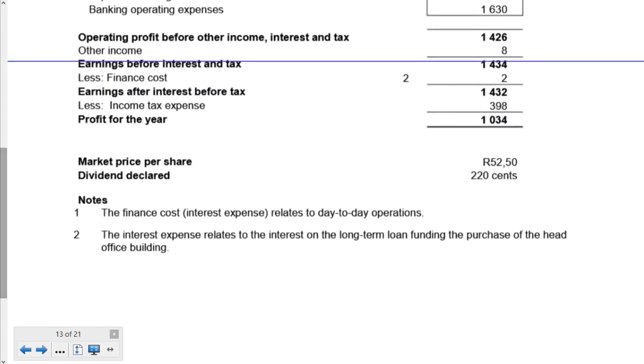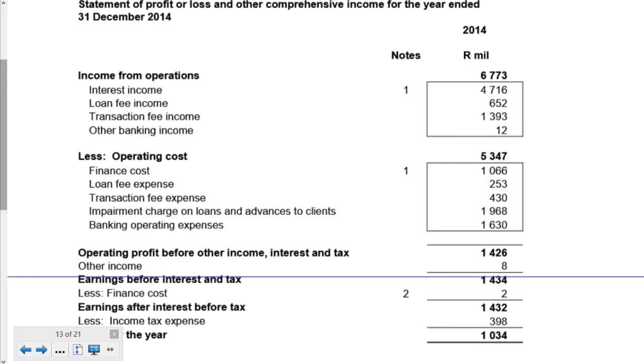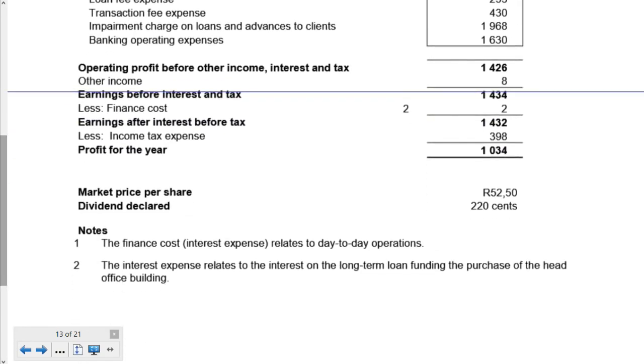They also tell you about the interest expense. Sometimes we work on numbers like earnings before interest and tax. This interest up here is basically sales and cost of sales for the bank. That's not interest. Interest is just this one down here, this finance cost. So they say in the story that the finance cost is the day-to-day cost of operations. The interest expense relates to, oh, that's the top one, sorry. The interest expense relates to interest on purchasing of the building. Okay, so that's the true interest.